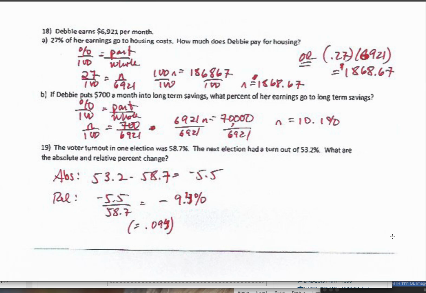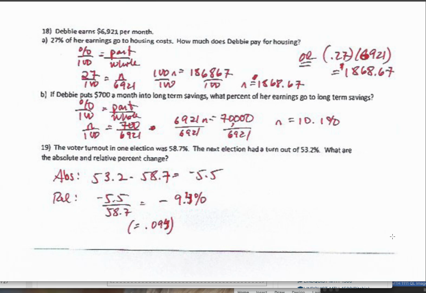Well, percent over 100 equals part over whole. So we know it's 27% out of the whole of 69.21. Cross multiplying, I get 100N equals 1868.67. Dividing by 100, I get $1,868.67 per month. Or you could have just said, look, 27% is 0.27 and multiply that by 69.21, her earnings per month, and she gets $1,868.67. Either way, works out to the same number.